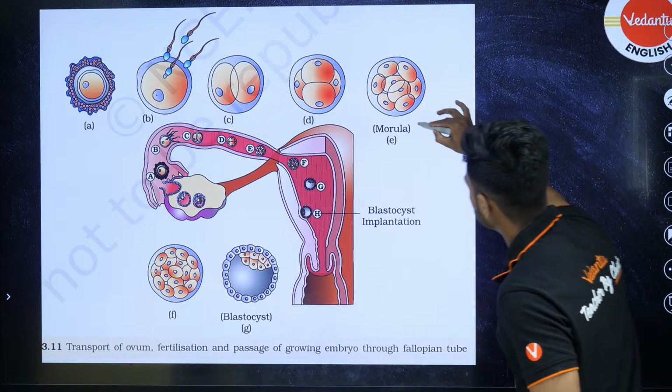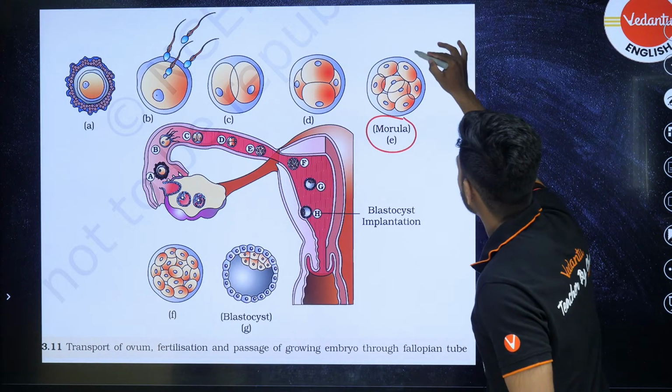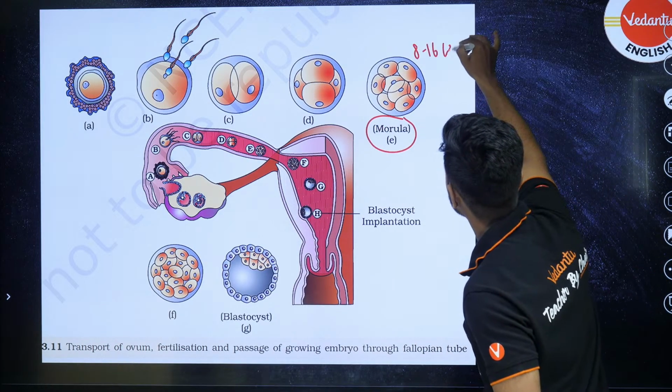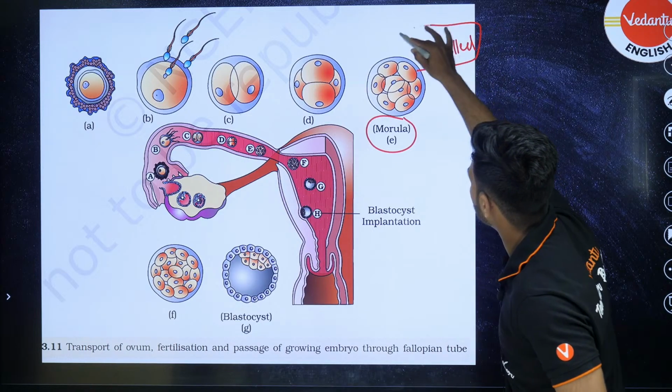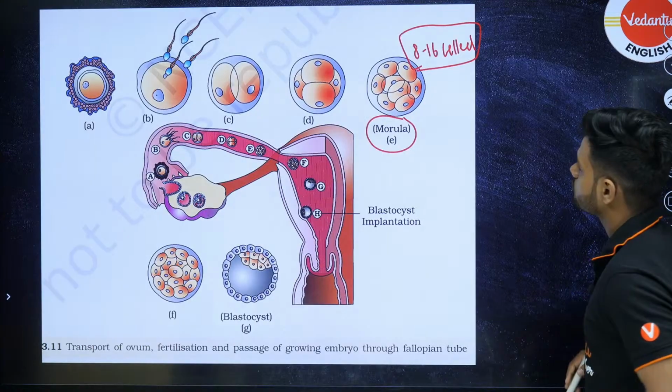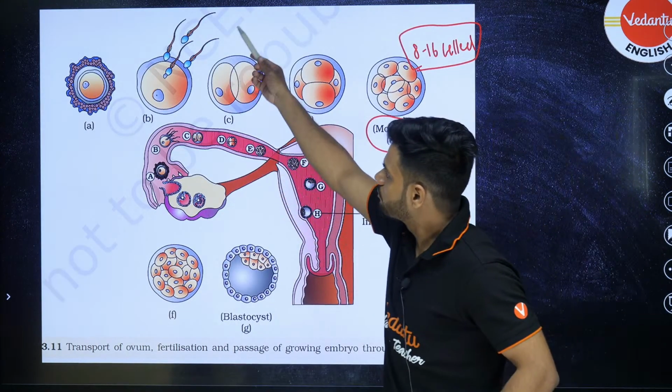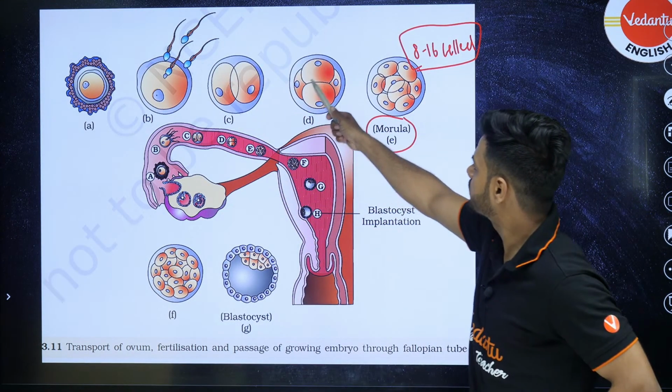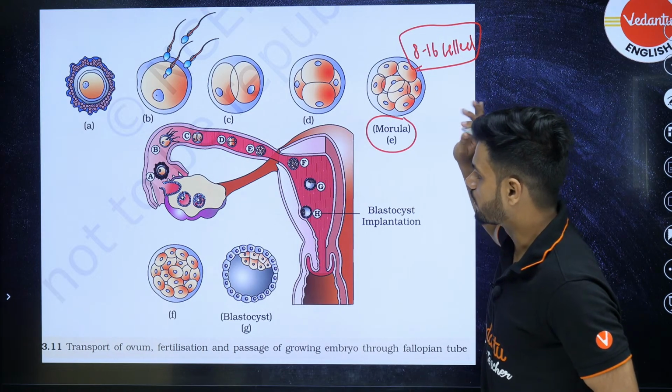Right here, can you see? Morula, that is the 8 to 16 cell stage. Clear? Fertilization, 2 celled, 4 celled, 8 to 16 celled is called a morula.